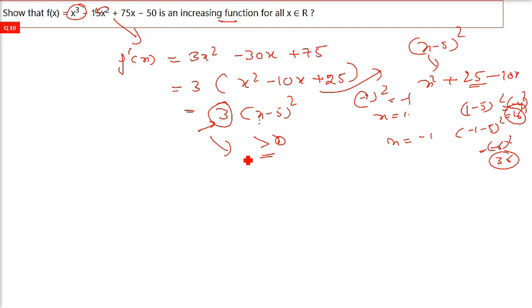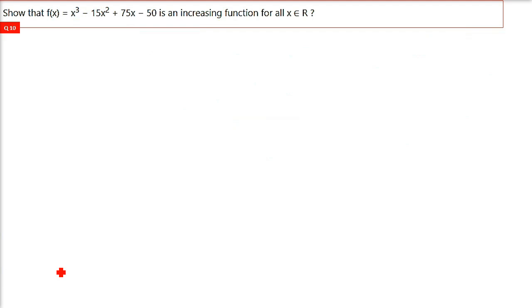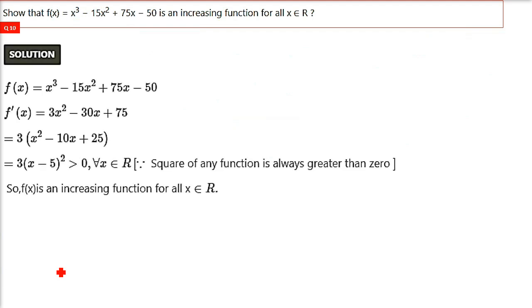I hope you got the idea. A negative square will always be positive in any case, whichever way you want. Now let me show you the solution here. This is the reference which you can follow. Just write these and explain what I have explained.